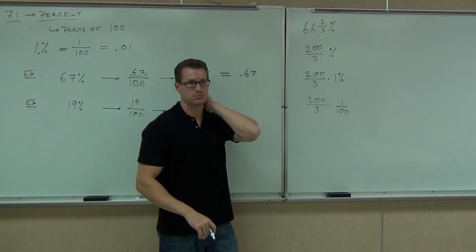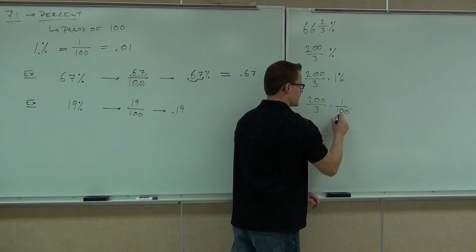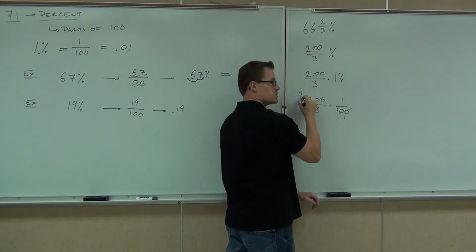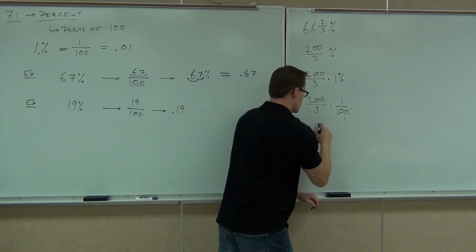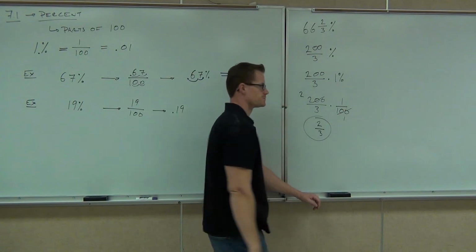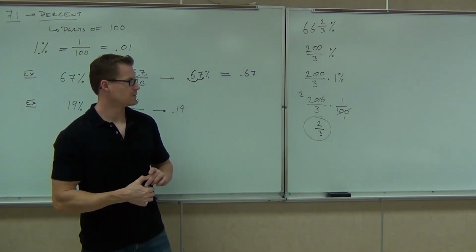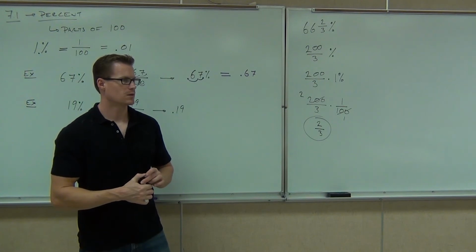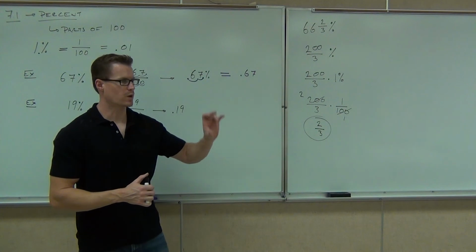Yes. What simplifies out of that? Closer. That gives you a 1. That gives you a 2. You're simplifying 200 and 100. How much is that fraction going to be? Closer. A percent sign is the same thing as 1 over 100.